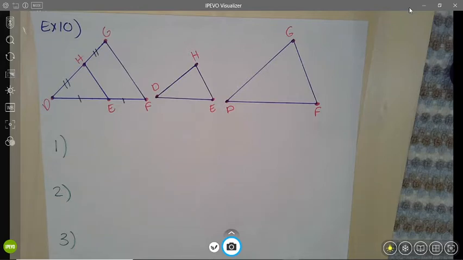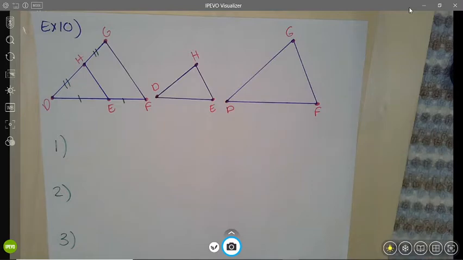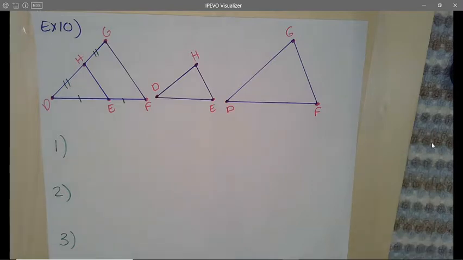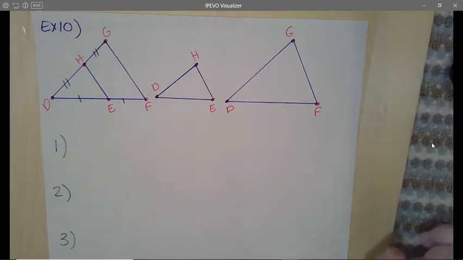Okay, everybody, let's get going on our final problem, like what we've been working on. So again, we're trying to show that the triangles are similar either by SSS similarity, AA similarity, or SAS similarity. So one of those will hopefully show that these two triangles are similar.